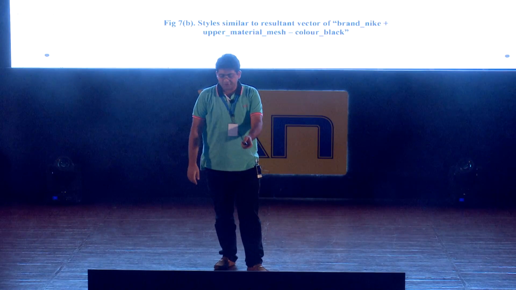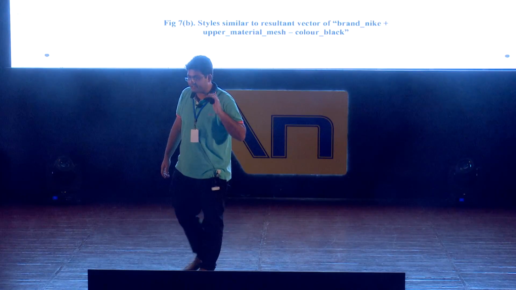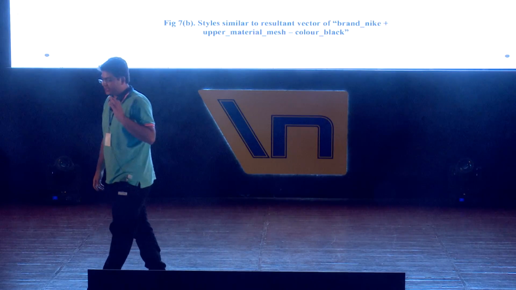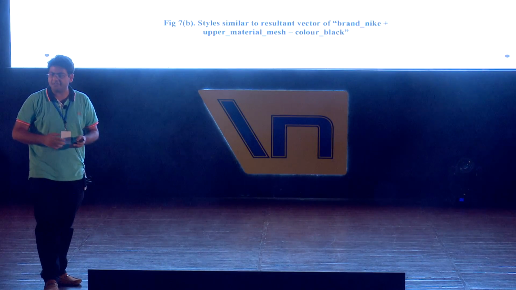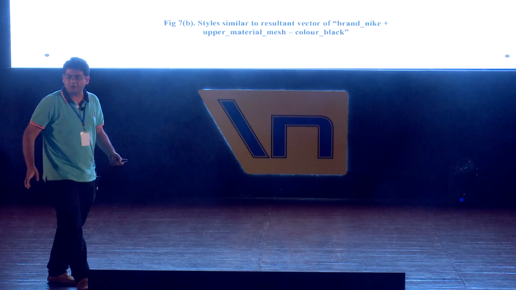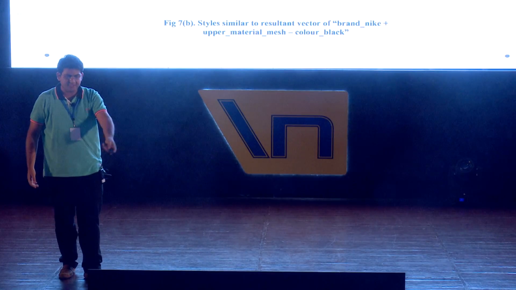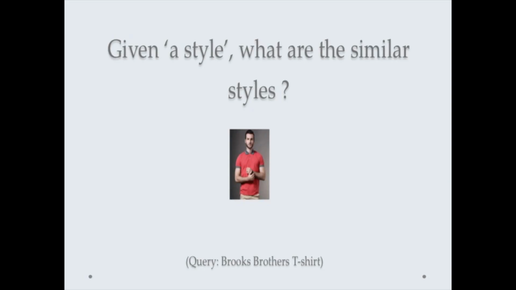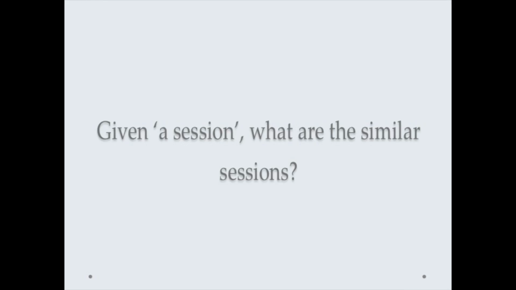So what if I subtract the color black? And this color black doesn't really mean just the color black. It also means various other colors which are semantically close to black, such as a dark gray color and all. It would subtract all those colors and end up with those styles which I've shown in the figure. I've just taken these two figures directly from the paper. Right, and again, given a style, what are the similar styles? So given those Brooks Brothers t-shirts, I end up with these t-shirts.